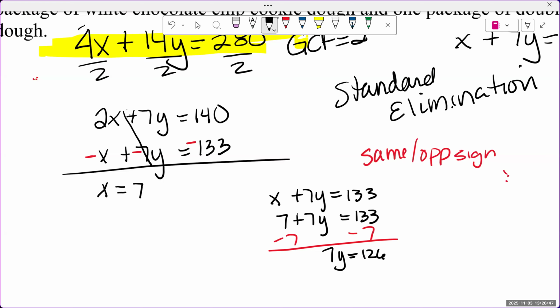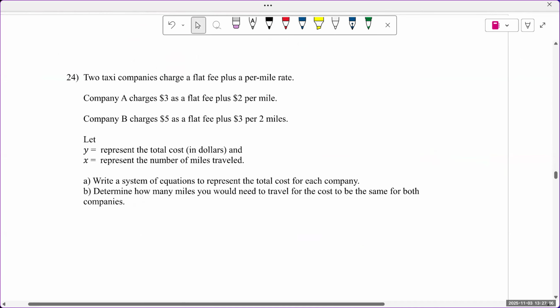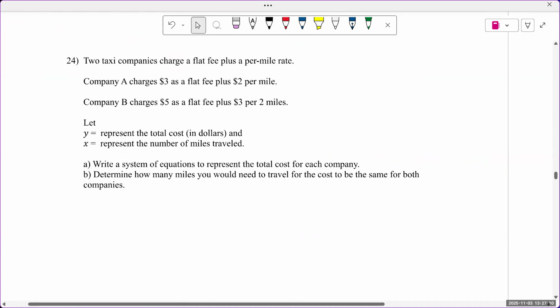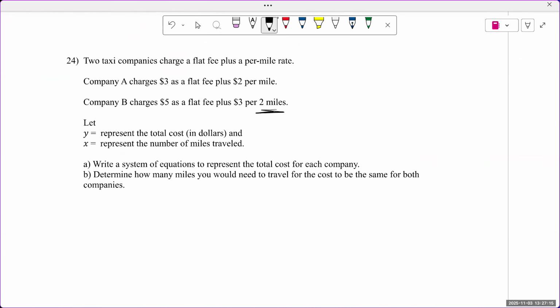7y equals 126. Divide by 7. Y is equal to 18. Now, this one looks the same, but there's a trick. Look at this. There's the trick right there. So we're getting better. This is the flat fee. This happened once. That's B. This is multiplied. This is M.